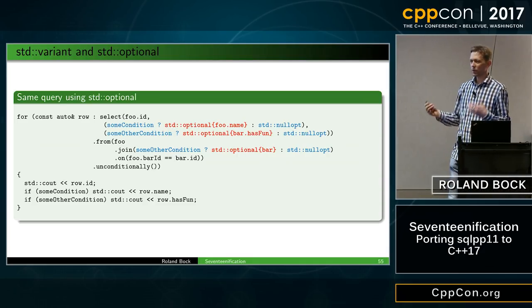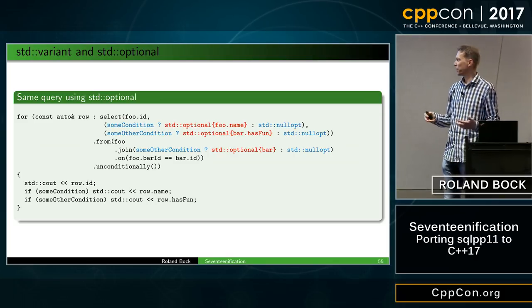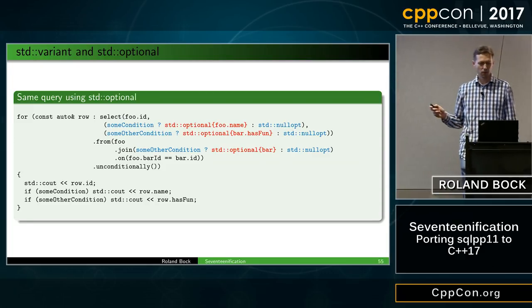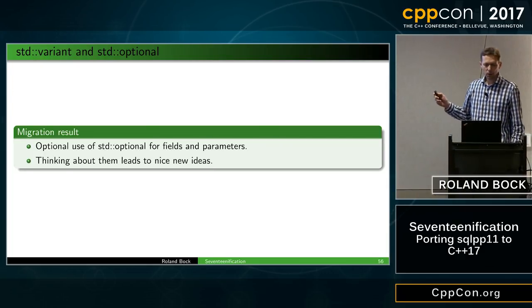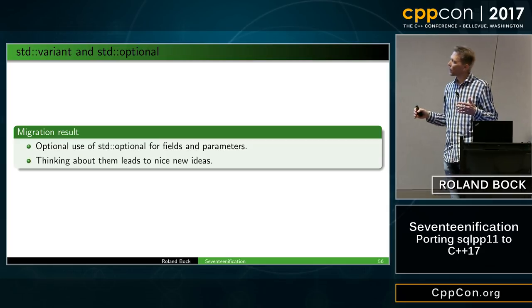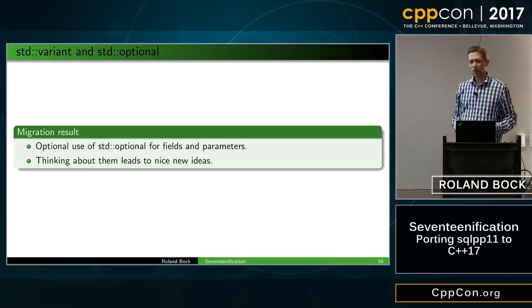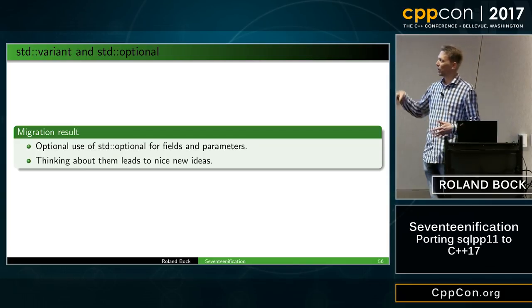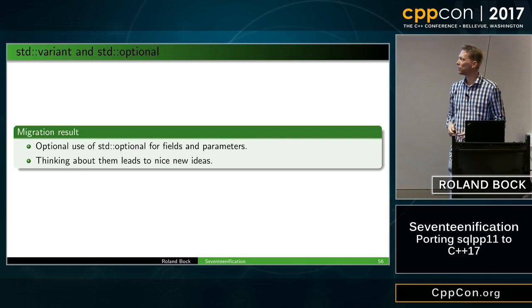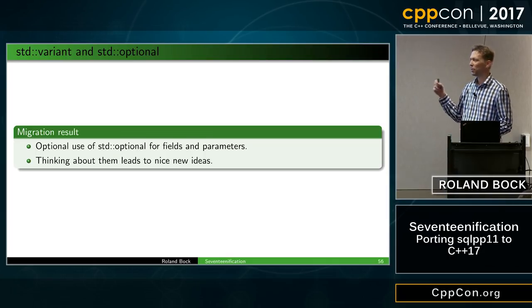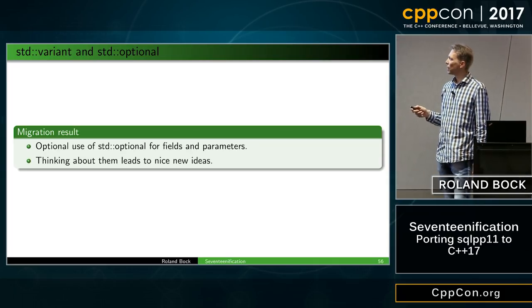Okay, but all this crazy lookup by string, that's gone. All the insecurity about what the type might be, that's gone. So we're back in type safety land. Cool. So even though I didn't use variant in the end, it gave me new ideas of how to do it. Basically led me to the idea of using optional. Thinking about C++17 features may be helpful, even if you end up not using them. That's a nice thing about this.